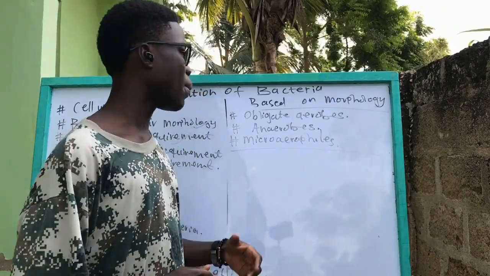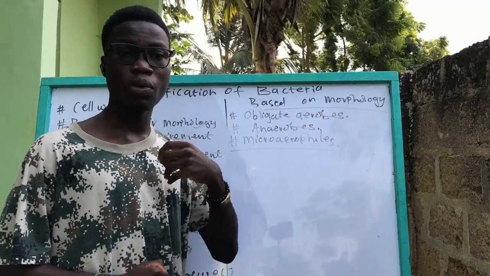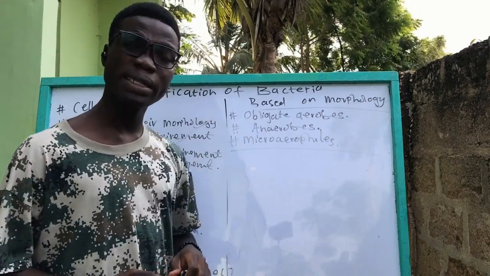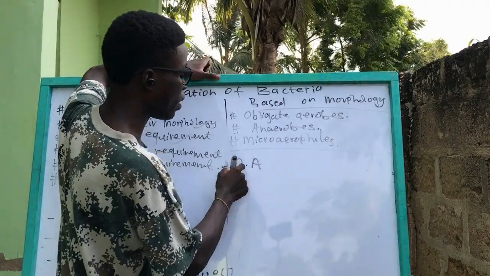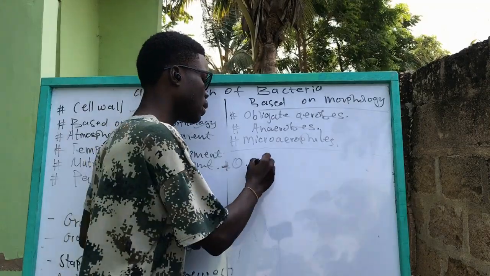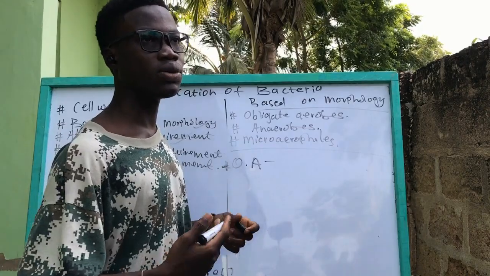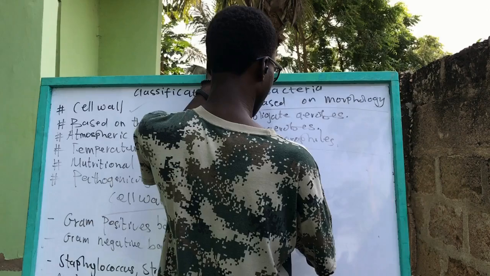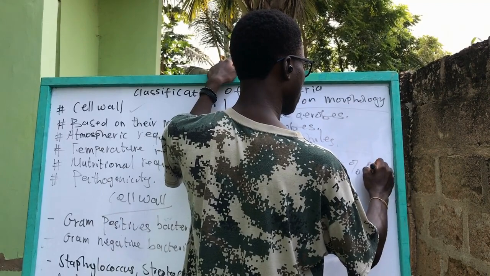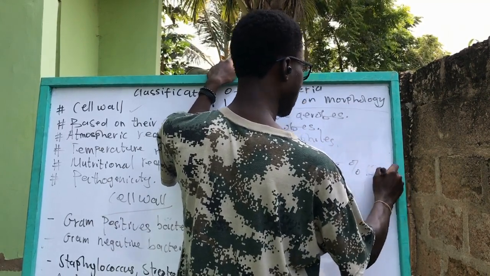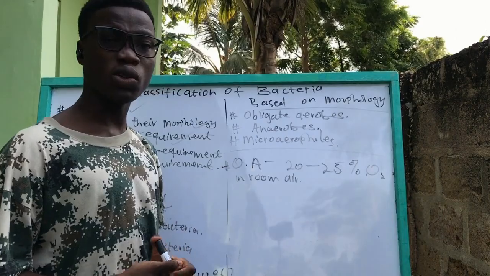So obligate aerobes are bacteria that require strict amounts of oxygen in order to survive or in order to reproduce and grow. So those are the obligate aerobes. So let's represent the OA with obligate aerobes. They require room air or an atmospheric oxygen that is similar to room air, which is about 20 to 25% of oxygen in the room air. So they require strict amounts of oxygen in order to survive.